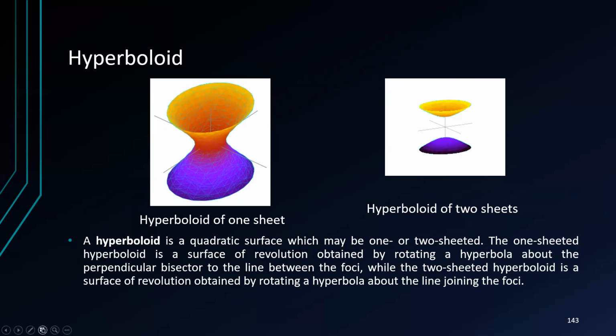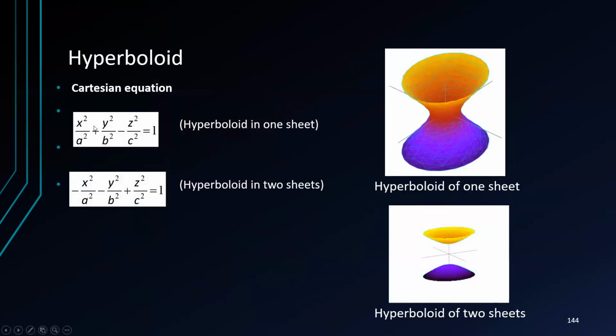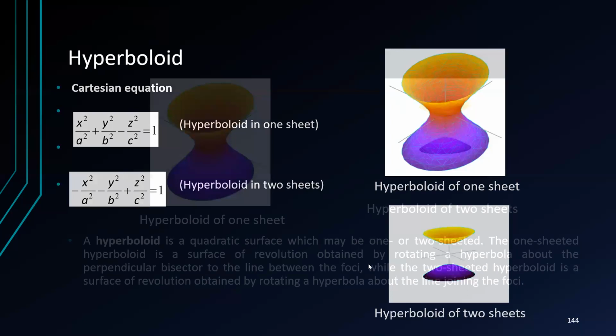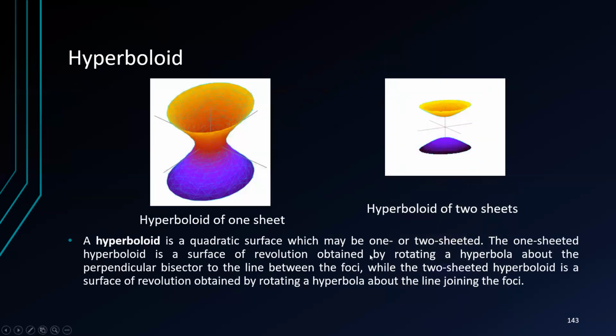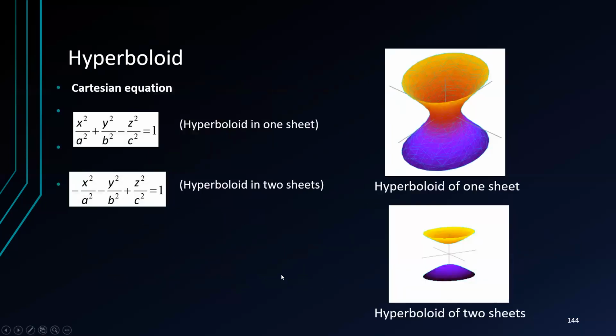Foci. Cartesian equation: x²/a² + y²/b² - z²/c² = 1. This is a hyperboloid of one sheet. -x²/a² - y²/b² + z²/c² = 1 is a hyperboloid of two sheets. It joins at the foci.